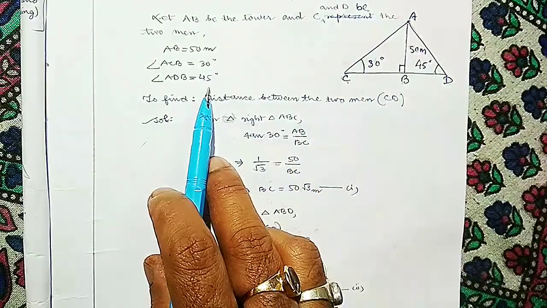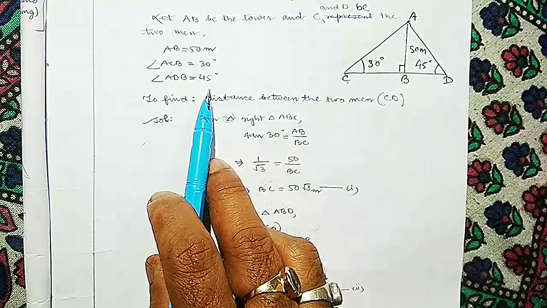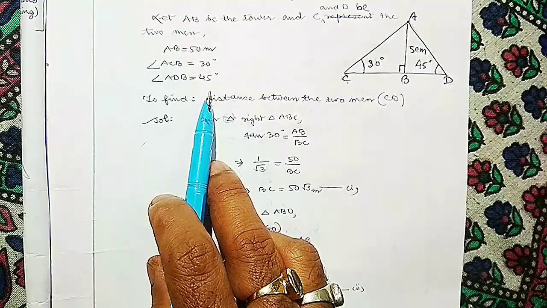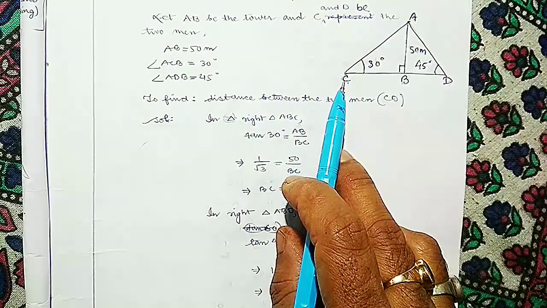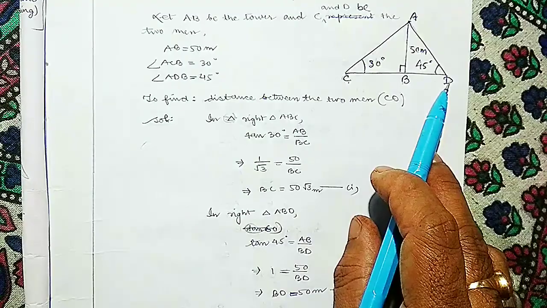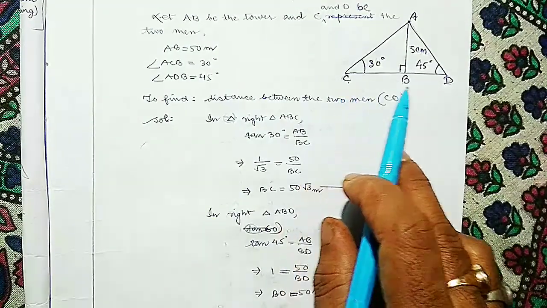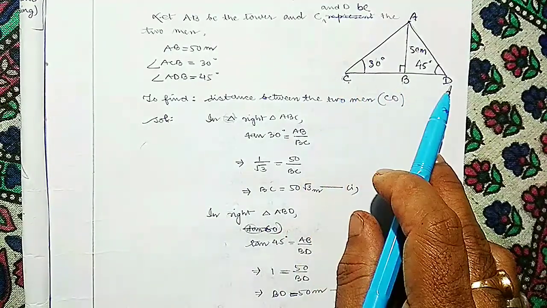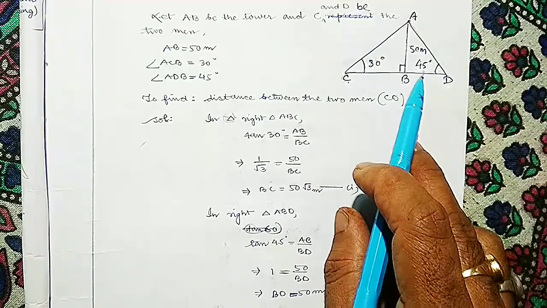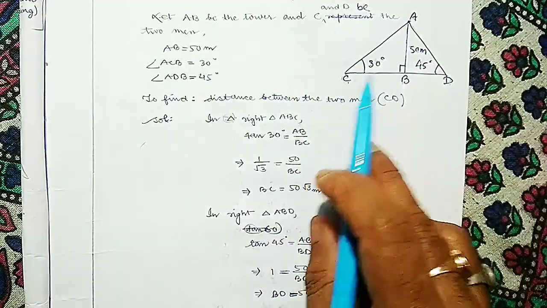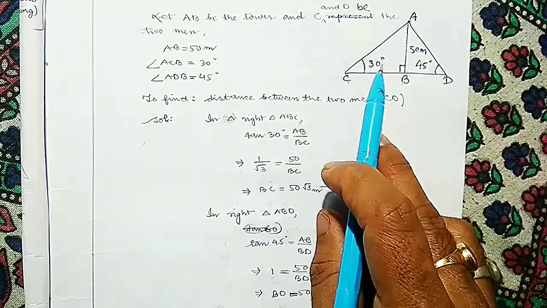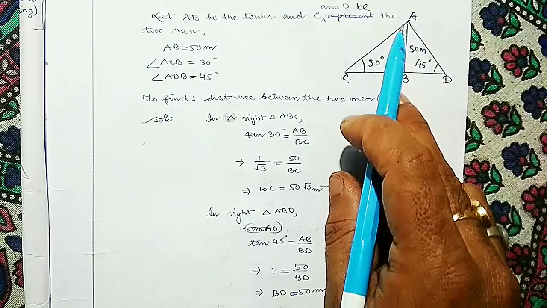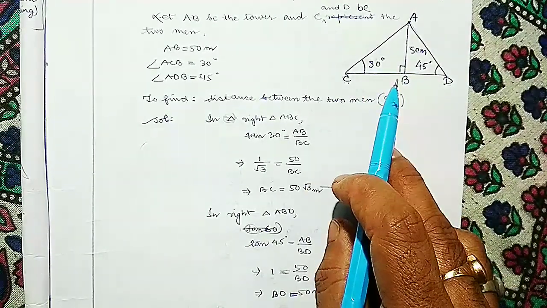Okay, now here AB equals 50 meters given in the question, angle ACB is 30 degree and angle ADB is 45 degree. Now what we have to find in this sum, we have to find the distance between the two men. That means this is the position of one man, this is the position of the second man. We have to calculate this distance, that is CD. Okay, now in right triangle ABC, here this is 30 degree, this part is 50, so BC can be calculated.